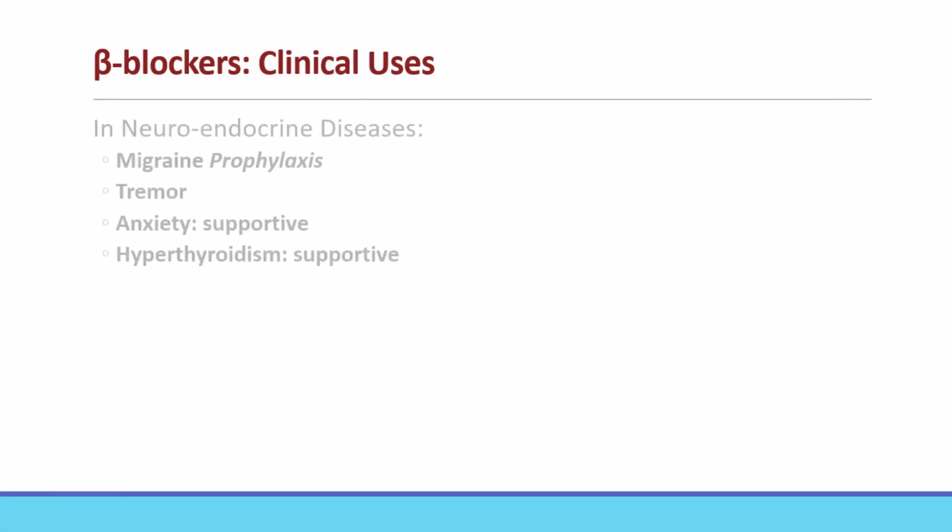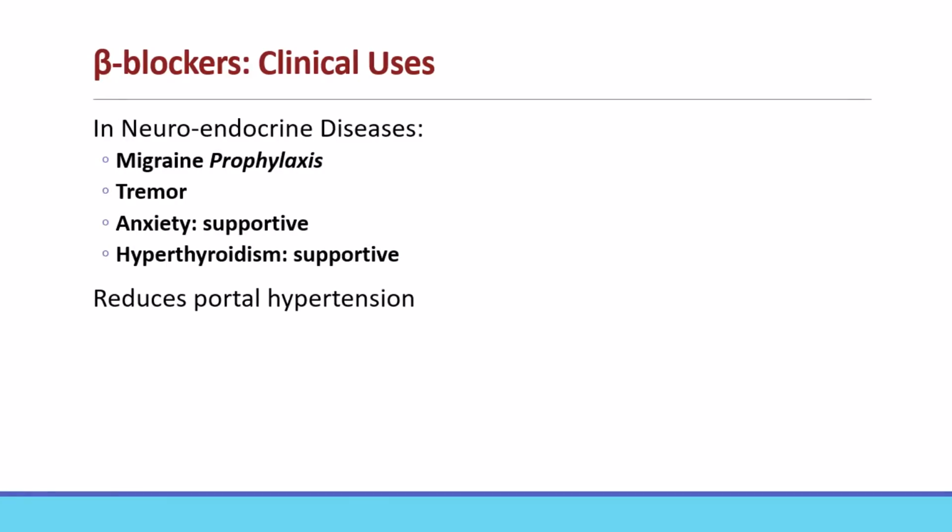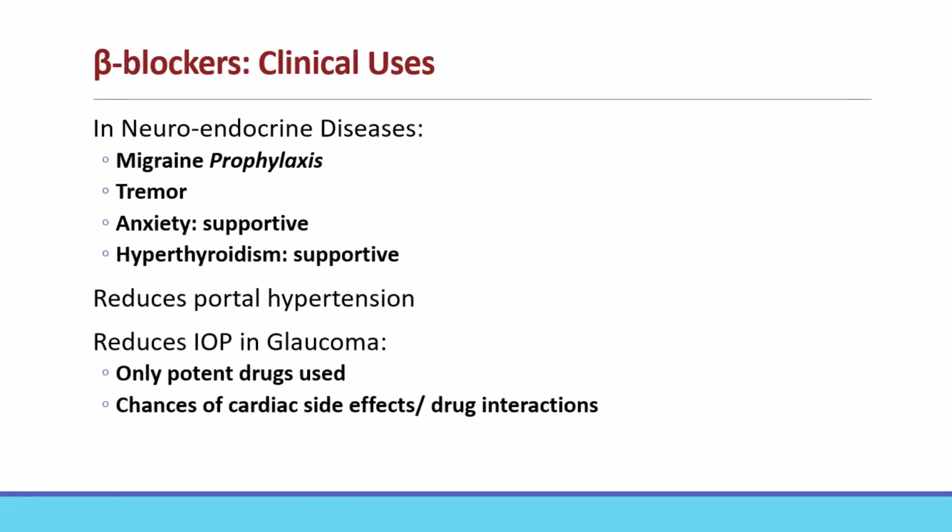Beyond cardiovascular disease, beta blockers are used in a variety of conditions including migraine prophylaxis, anxiety, and hyperthyroidism. Their ability to reduce sympathetic symptoms makes them valuable in situations where excessive adrenergic activity contributes to disease.